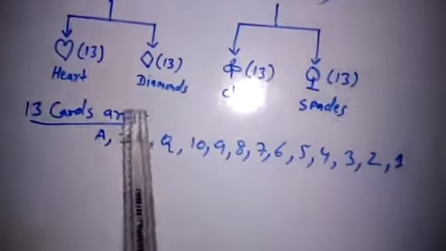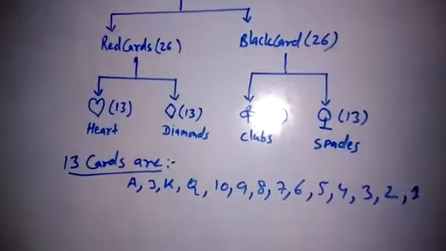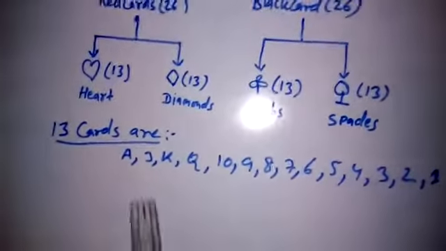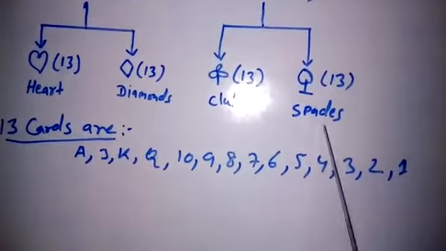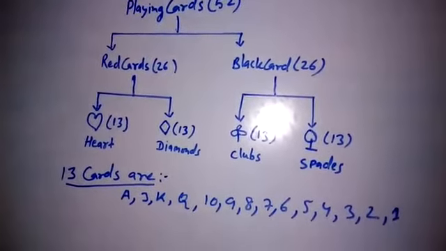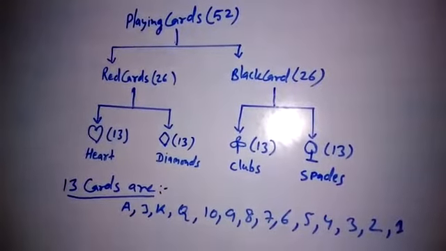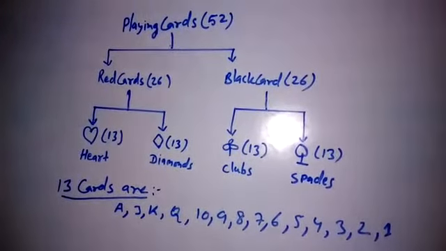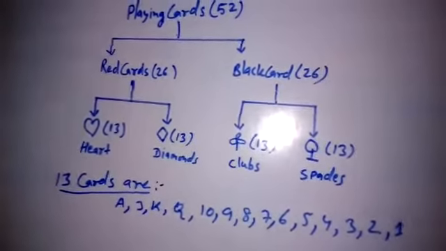It means each card value has 4 suits. That is, suppose we take an ace, the ace has 4 cards: heart, diamonds, clubs and spades. Understood? So this is the distribution of the cards. Now we will see how we will solve questions based on this. As I told you, each card has 4 suits.